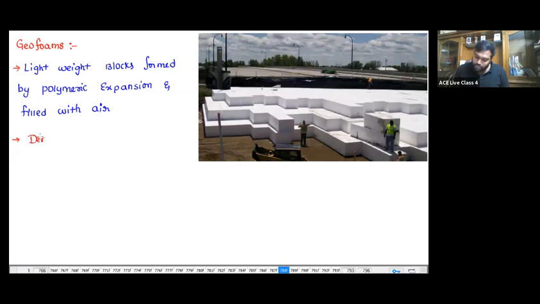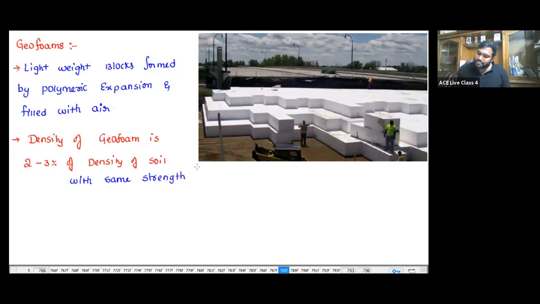The density of geofoam, how lightweight do you see? The density of geofoam is just 2 to 3% of the density of soil with the same strength. In simple words, if you keep this geofoam on water, it can float. Why? Because 2 to 3% density means very little. So the main purpose is simply to separate the soil. That's it.